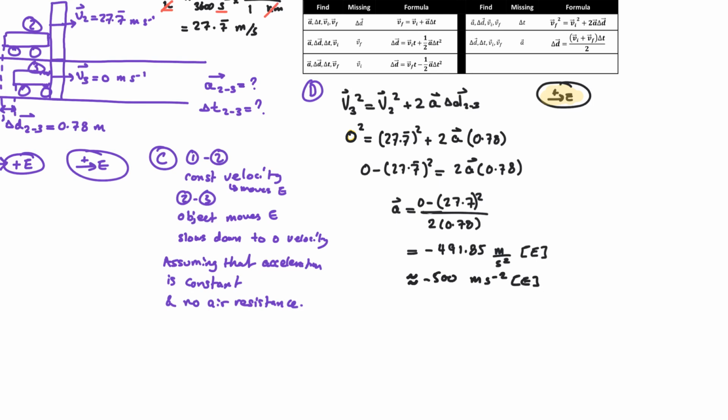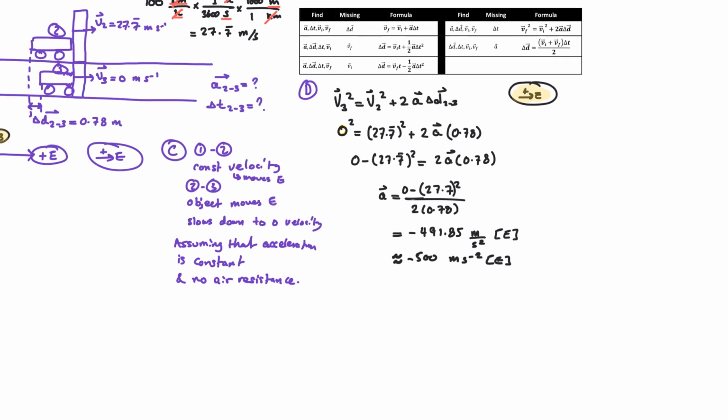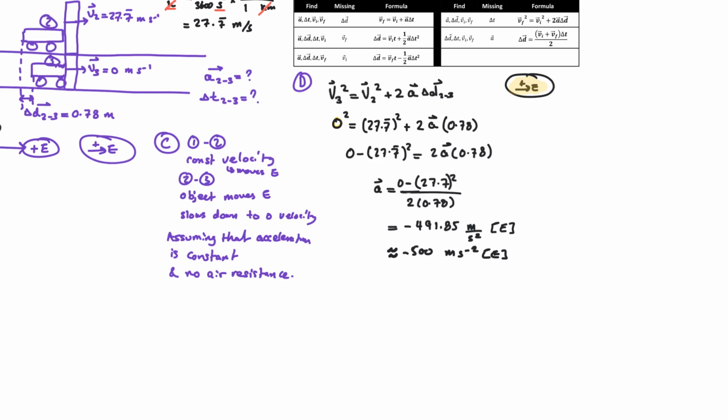Let's find the change in time as well. So I'll zoom out a little bit more so that we have a little bit more space. For part B, I'm going to say this is part A, for instance, and this is part B. I'm trying to find an equation which doesn't have acceleration in, so I can find the change in time. That equation is right here. This equation has the displacement, initial velocity, final velocity, and time in it.